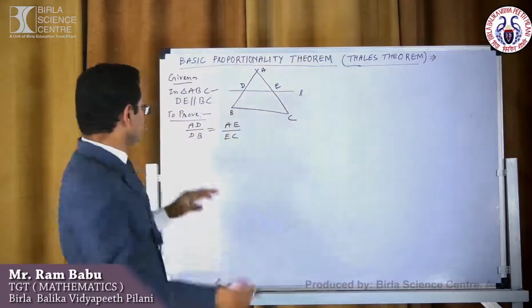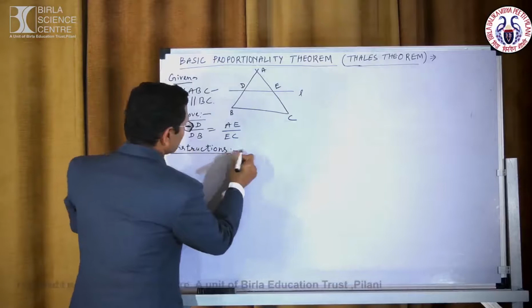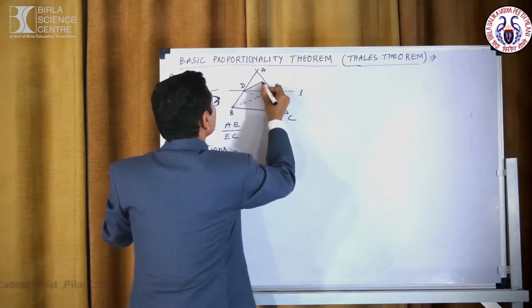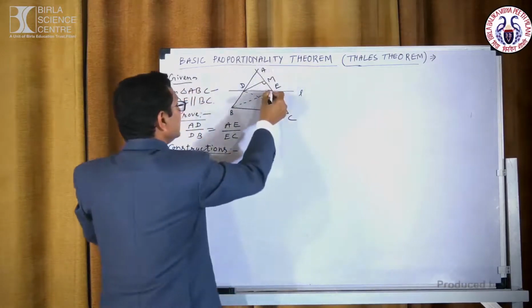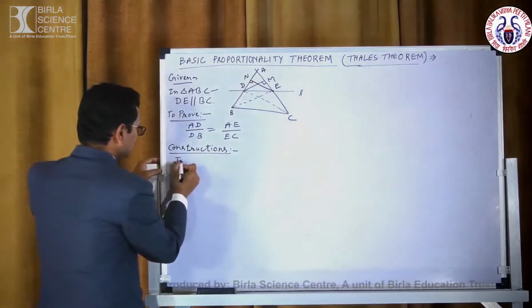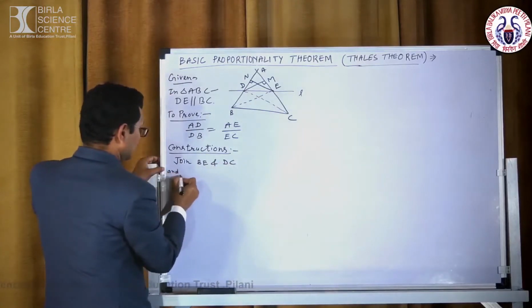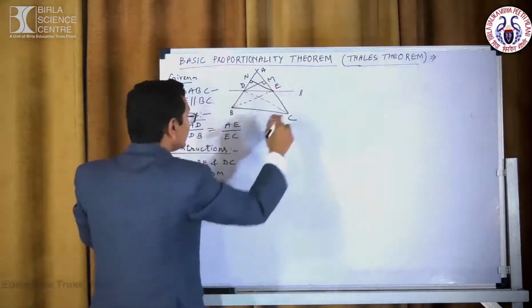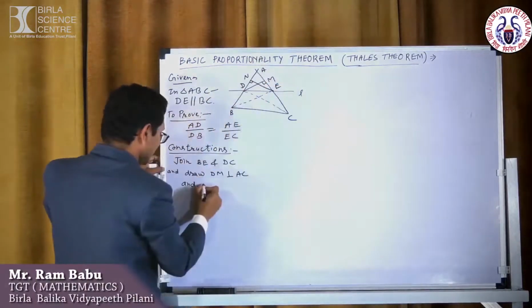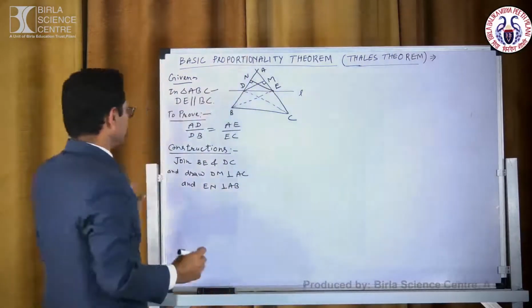Now we will do some construction. Join BE and DC, and draw DM perpendicular to AC and EN perpendicular to AB. This is all the construction.